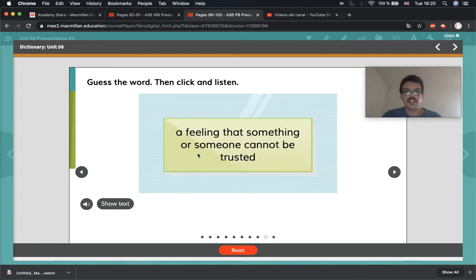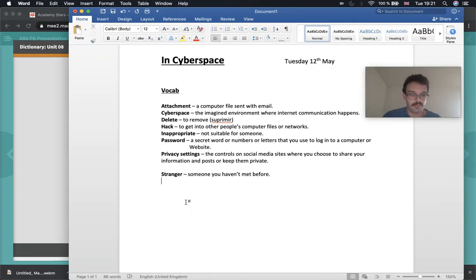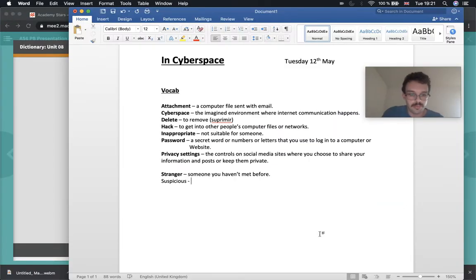A feeling that something or someone cannot be trusted. Un sentimiento. A feeling that someone cannot be trusted. Que no se puede fiar en alguien o en algo. Okay, un sentimiento. The word is suspicious. Okay, suspicious. Let's write it. Suspicious. And the meaning, a feeling that something or someone cannot be trusted. Okay, good.